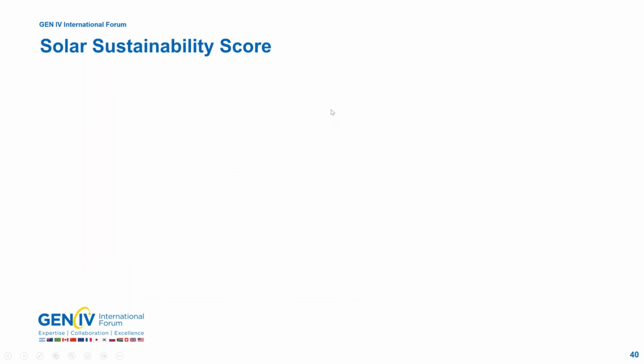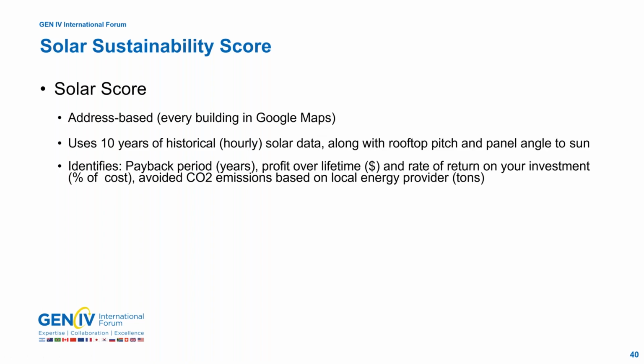So for solar sustainability, in Colorado, you drive around and solar panels are going onto roofs in many locations. So we've developed a solar tool that can allow you to assess any particular address in the United States. It uses 10 years of historical hourly solar data, and it takes into consideration the pitch of the roof and the angle of the panels relative to the sun.